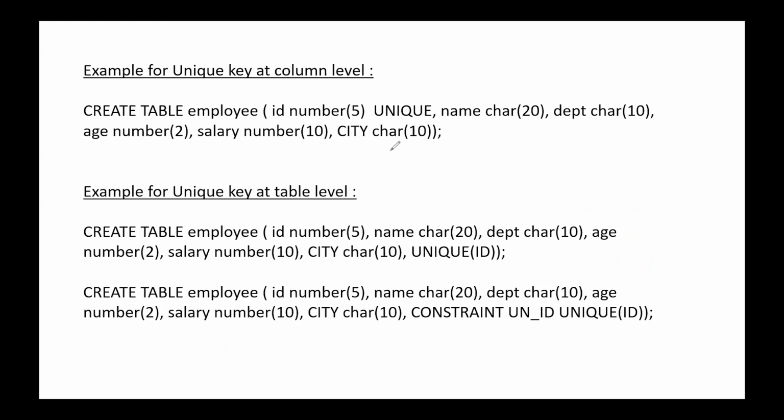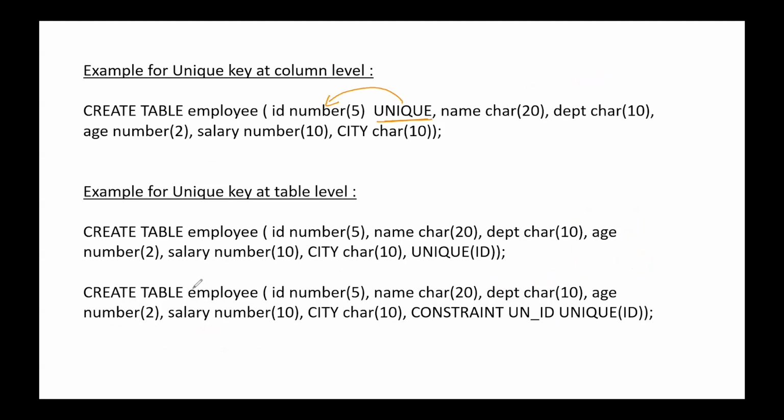Now, an example for unique at a column level. So how can I declare it at a column level? I have created the table employee, ID number. So here I have mentioned unique. When I do that immediately after the declaration of a particular attribute, then I will call it a column level.